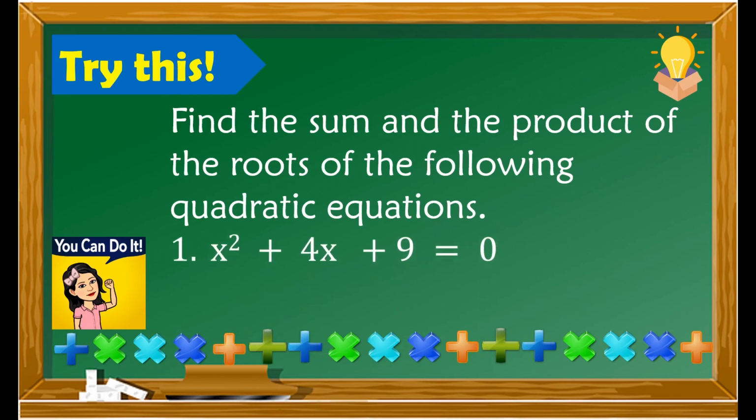This is the first equation: x squared plus 4x plus 9 is equal to 0. And the other one is 9x squared minus 6x is equal to 18. Maybe 15 seconds is good for you. Again, it's up to you how you handle it, and you can pause the video if you want to continue answering. Okay, your time starts now.